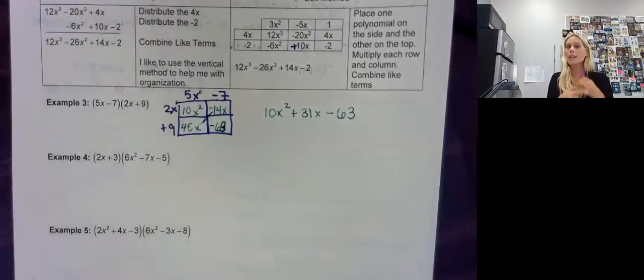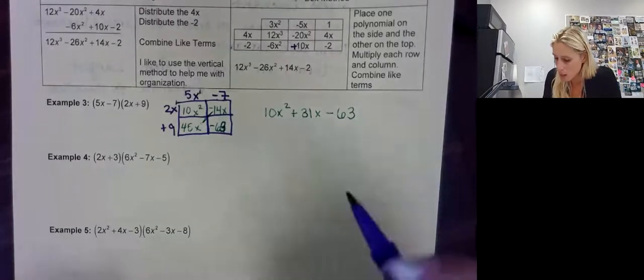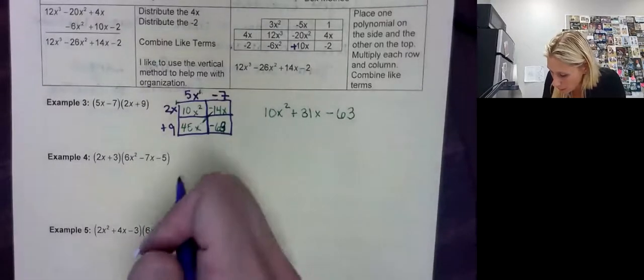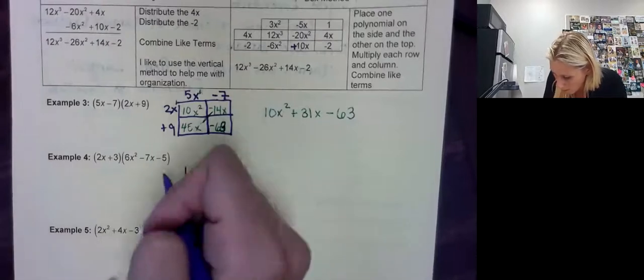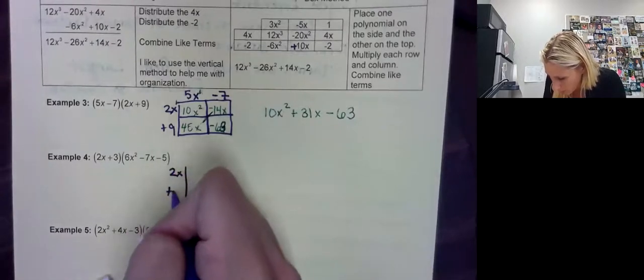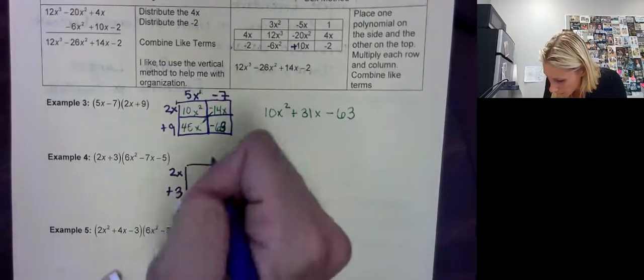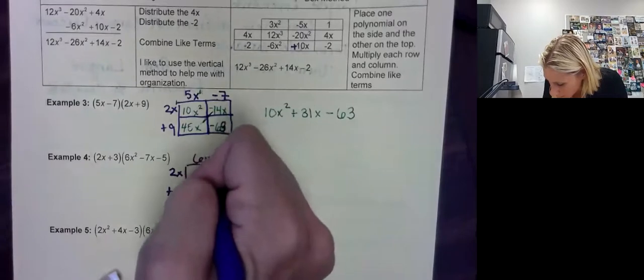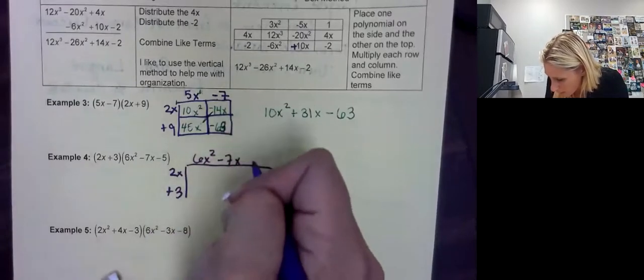Okay, this is why I like the box method here, because again, it gets messy, right? So what I'm going to do, because I only have so much room, is put my binomial on the vertical side here, and I'm going to put my trinomial across. So 6x squared minus 7x minus 5.